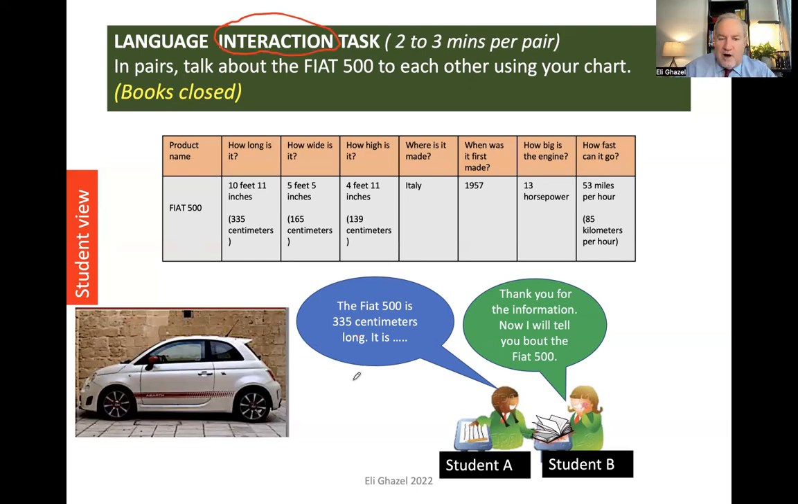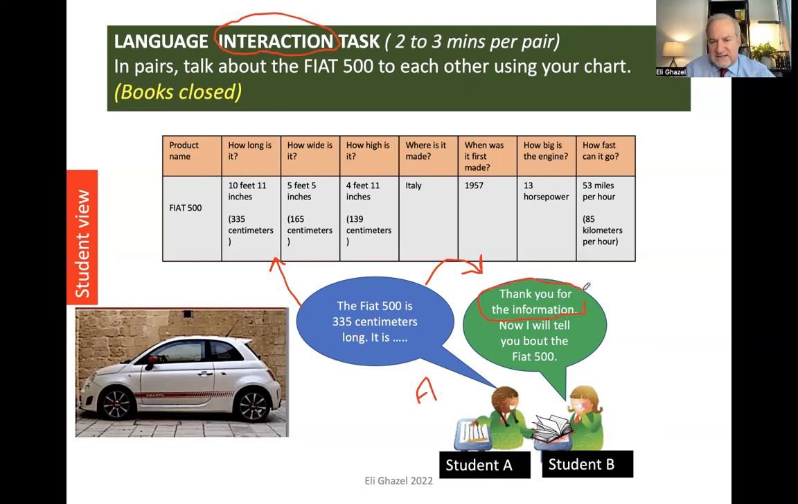So you want student A to use this chart to talk to student B, and all the class must be doing this at the same time. It's not only 2 who come to the front of the classroom and the rest are passive listeners. It should be every person working in pairs with another person talking about the Fiat 500. So notice the social skills here.